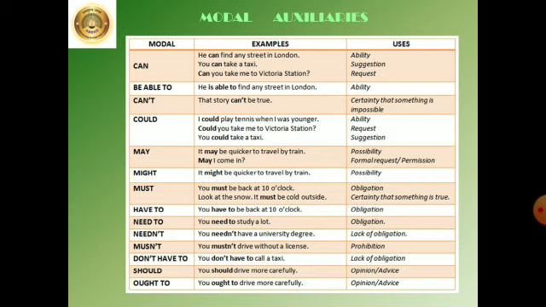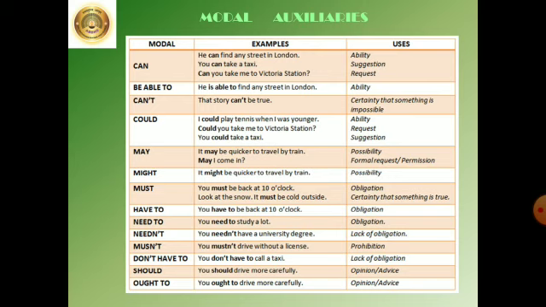"Can." Let's see "can." You can find the same: ability, suggestion, request. Then I want you to read all these examples very well and understand them. Can't, could, may, might, must, have to. See, in this chart we have "have to" also. Read this carefully and try to understand it.